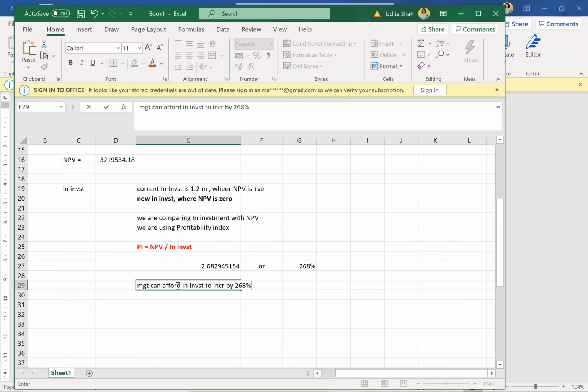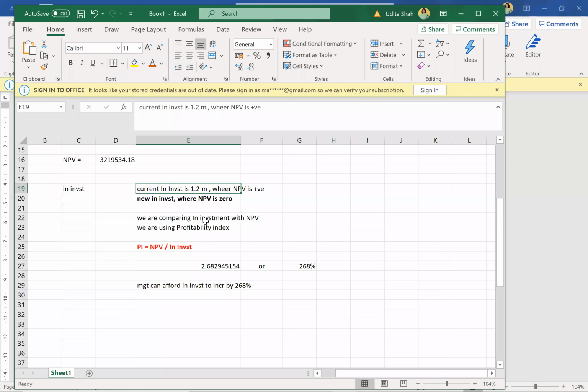Okay, I'll explain this once again. Current initial investment is 1.2 million, where NPV is 3.21 million. Correct. I want new initial investment where NPV is going to be 0. So I'm comparing only two elements: initial investment and NPV.